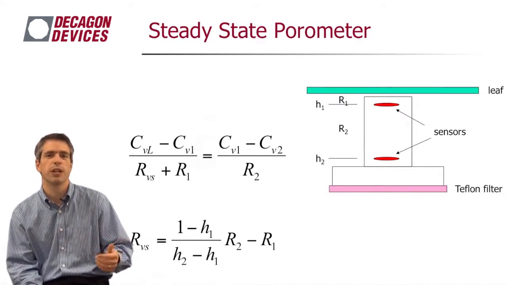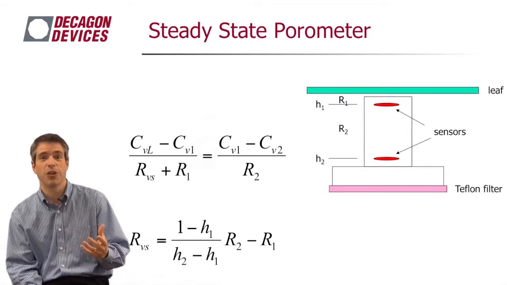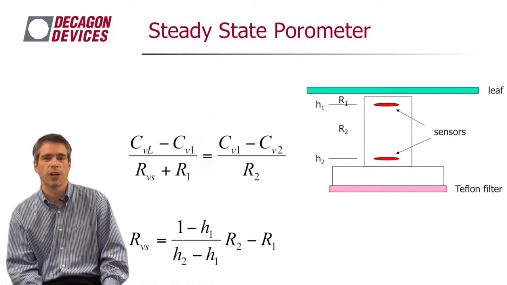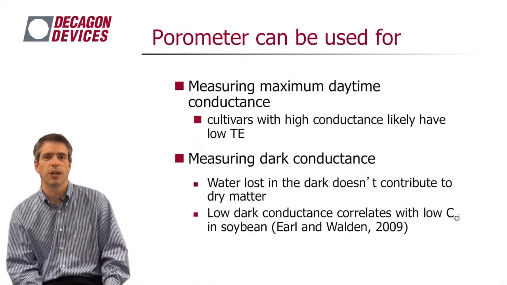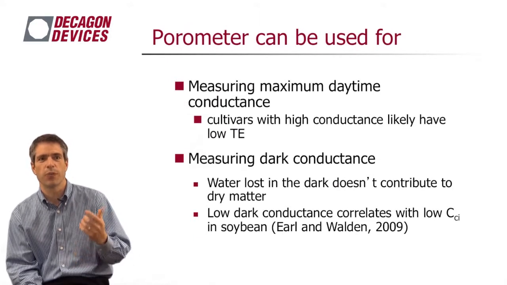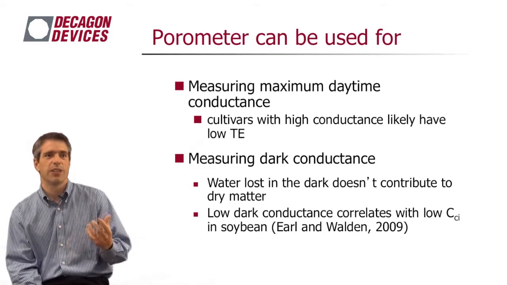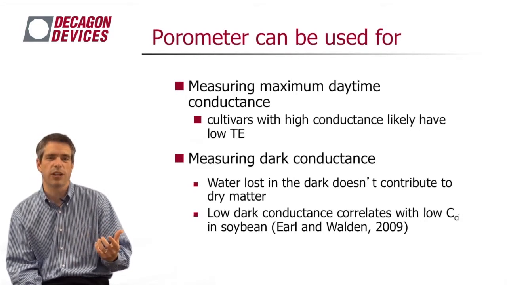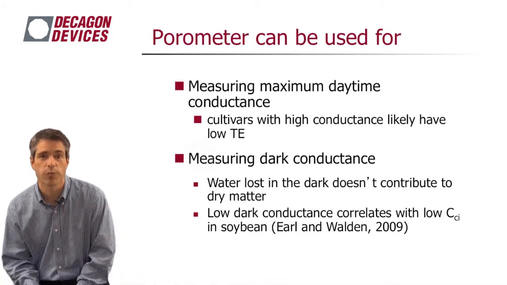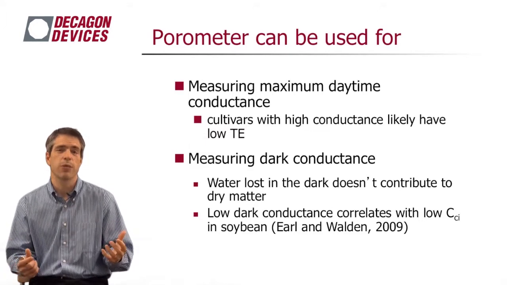If you want a more complete explanation of this, actually, these equations are kind of fun to work with. You can just go ahead and look in the manual for this instrument on Decagon's website. Go through and look at how this is done. But a porometer can be useful for measuring the maximum daytime conductance. Cultivars with high conductance during the day will likely have a low transpirational efficiency, or you can measure at night.